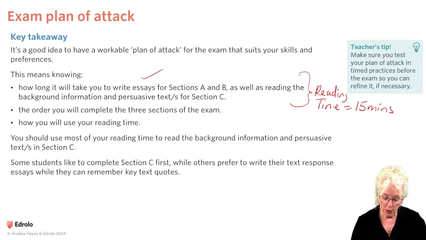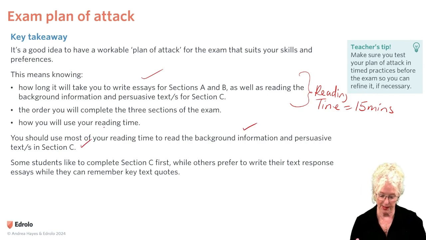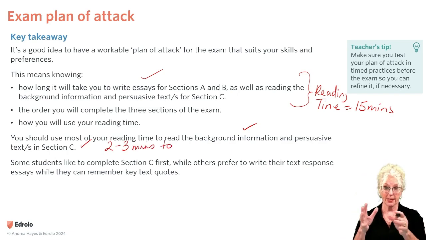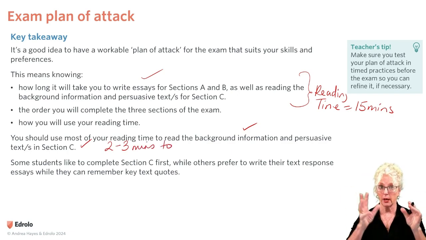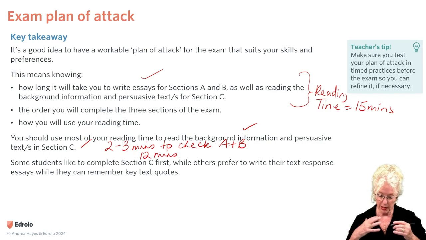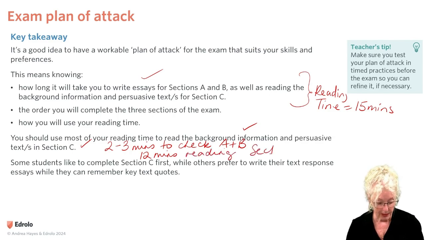So you should use most of your reading time, I think, to read background information and persuasive text in section C. So for me, I'd probably take 2 to 3 minutes to just check sections A and B and look at, okay, which topics will I do? And then I would spend the rest of the time, the 12 minutes, actually reading the background information and the unseen texts for C. But I'm a twice reader, so I need to read them twice.